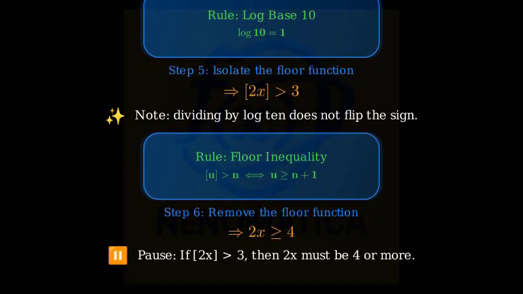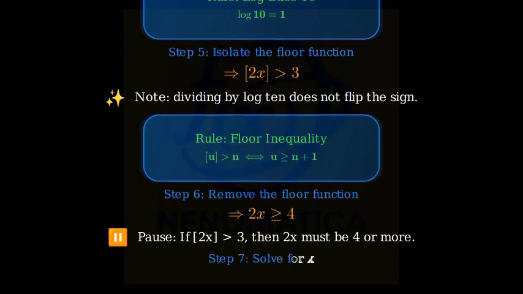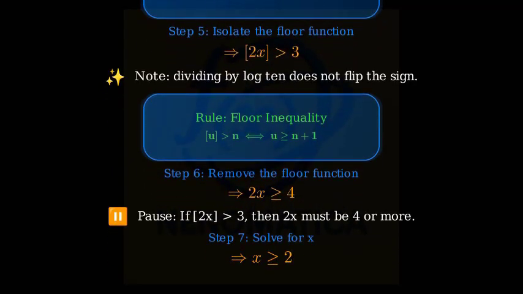Step 7. Isolate x by dividing both sides by 2. Display the step title. Then show x is greater than or equal to 2.